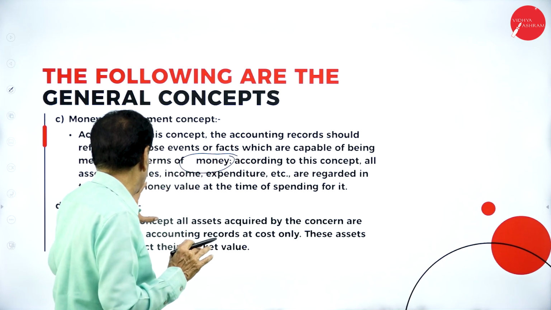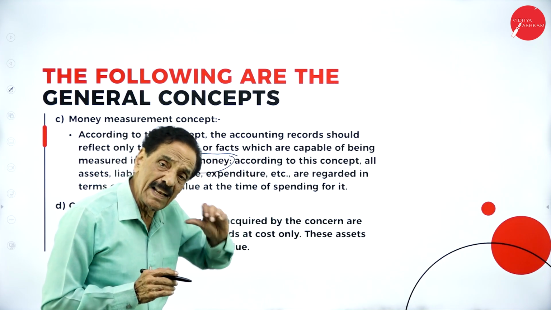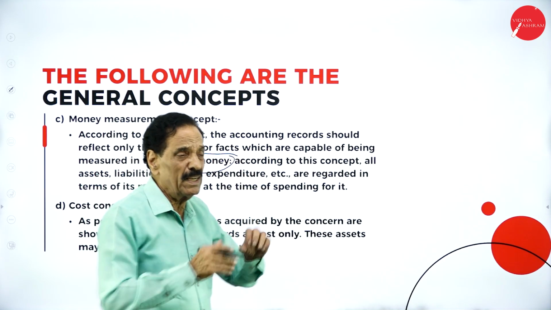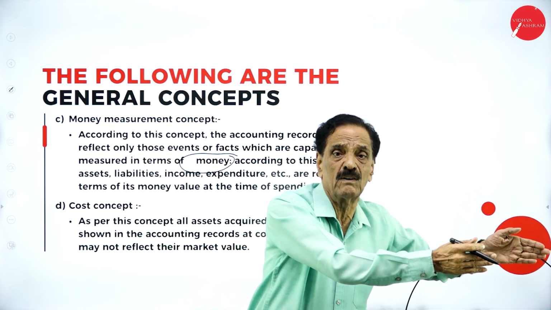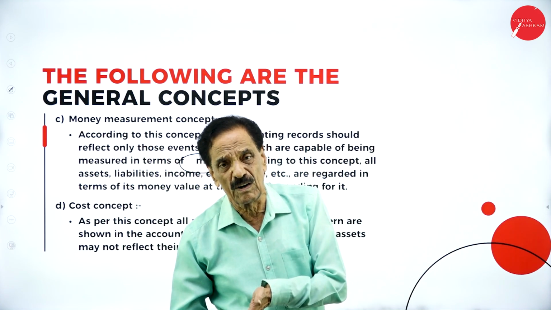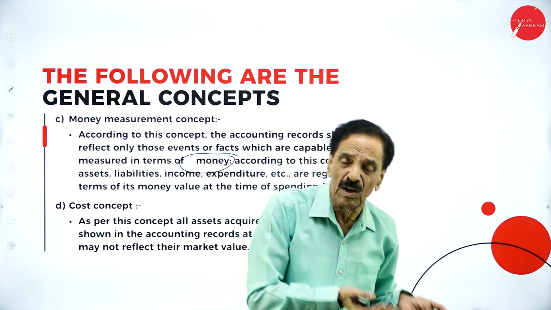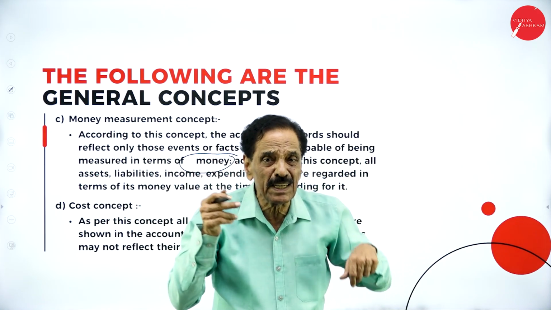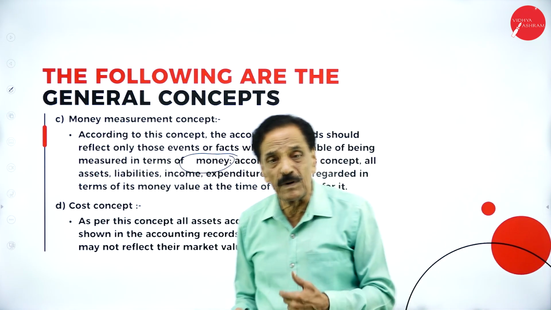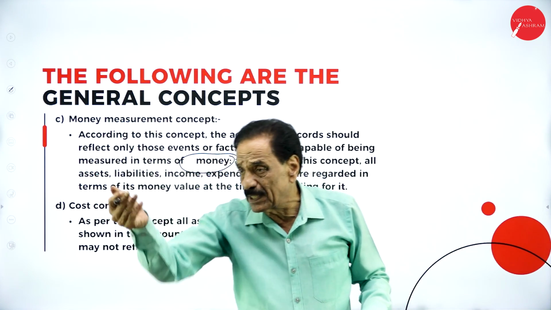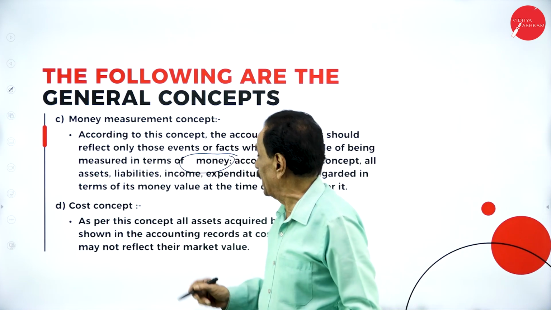We value the assets. Which are the assets? Land, building, machinery. We say the cost of the building is 2 lakh, the cost of furniture is 10,000, the cost of the motor car is 20,000. All have been valued in terms of money. Then the value of the liability. I have to pay him 20,000. I have to pay him 30,000, in terms of money only.